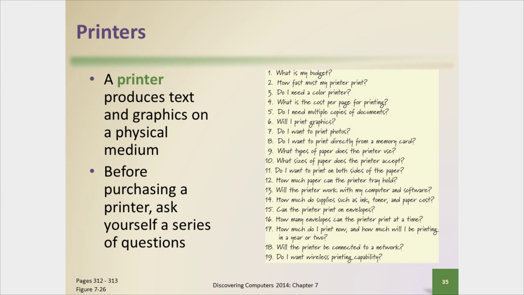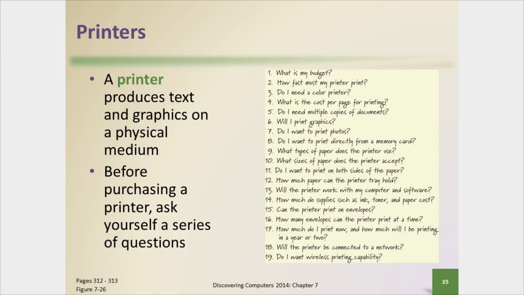The other really popular form of output are printers. And printers are, you know what printers are. They produce text and graphics and print them out on some sort of physical medium, some sort of paper usually. But before you go out and buy a printer, not all printers are created equal. Just like displays aren't created equal, neither are printers. And you need to ask yourself a few questions.